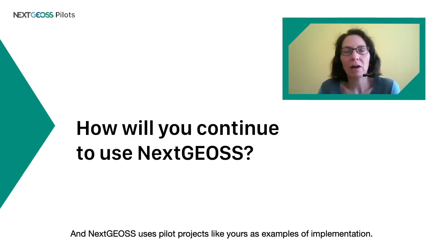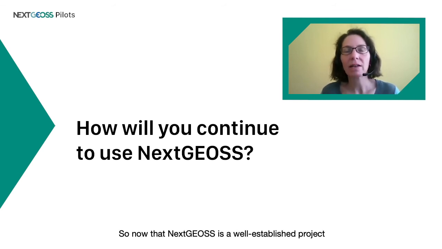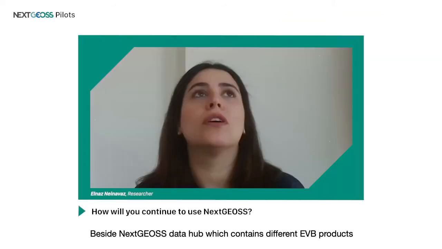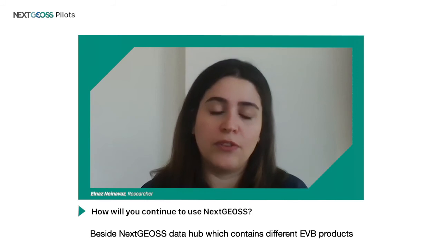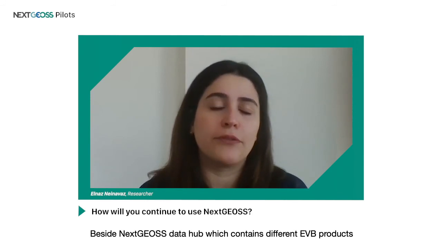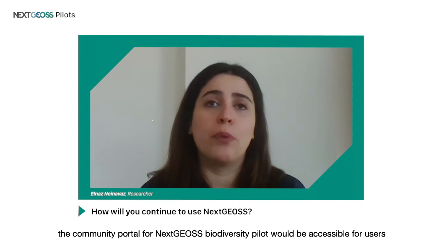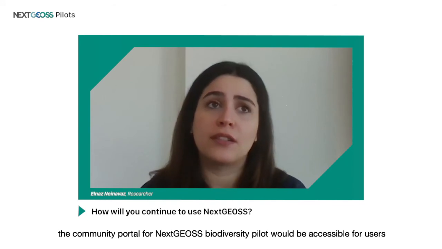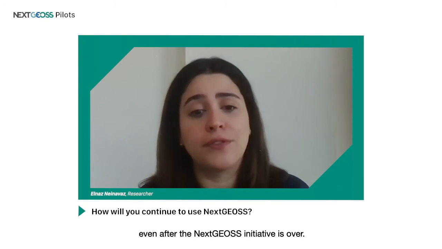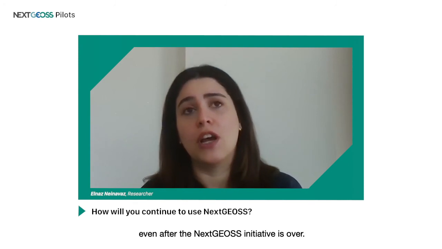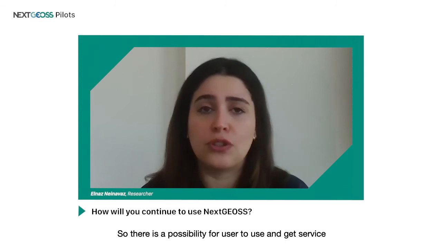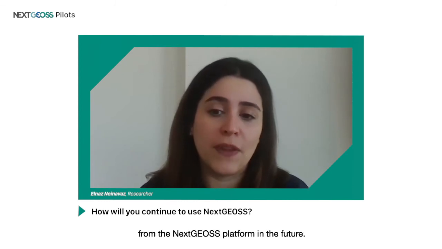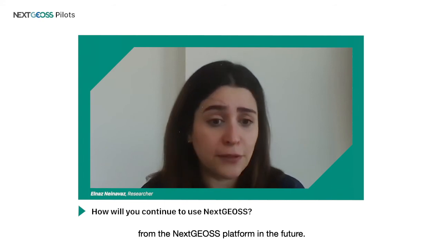And NextGEOSS uses pilot projects like yours as examples of implementation. So now that NextGEOSS is a well-established project, how will you continue to use NextGEOSS in the future? Besides the NextGEOSS Data Hub, which contains different EBV products, the community portal for the NextGEOSS Biodiversity Pilot would be accessible for users even after the NextGEOSS initiative is over. So there is a possibility for users to use and get service from the NextGEOSS platform in the future.